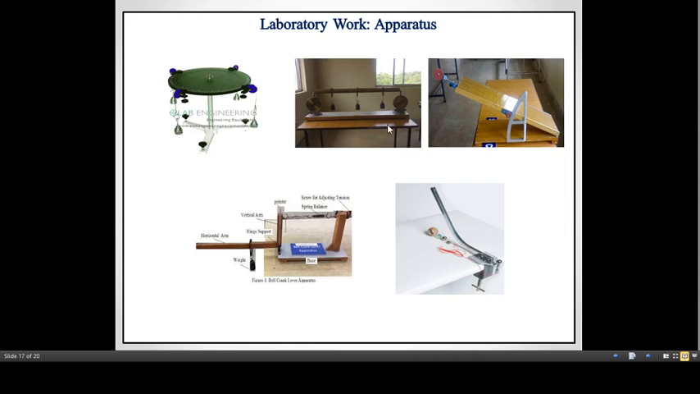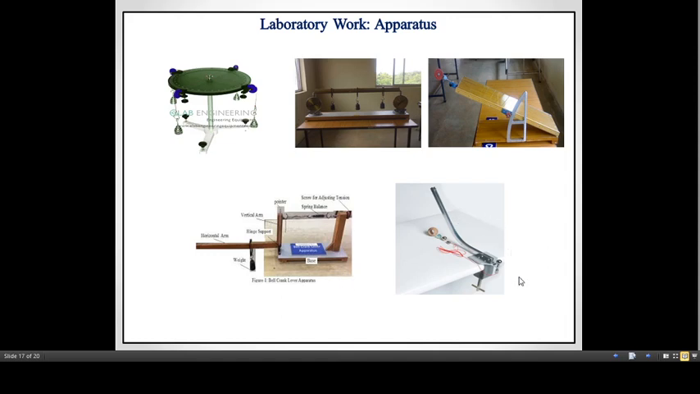What about this one? This is the parallel force apparatus. We are going to get the reaction details with the help of this apparatus. This is the inclined plane apparatus, where we can get information regarding the coefficient of friction between two surfaces. This is the bell crank lever apparatus. With the help of this one, we can prove the moment of forces or law of moment.